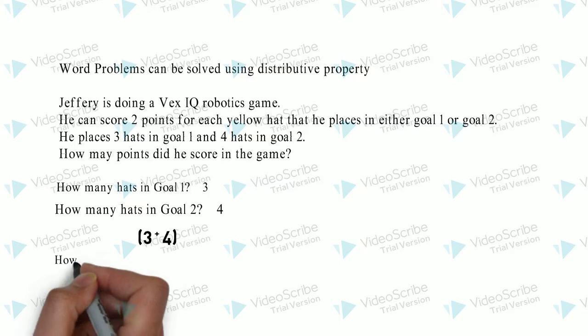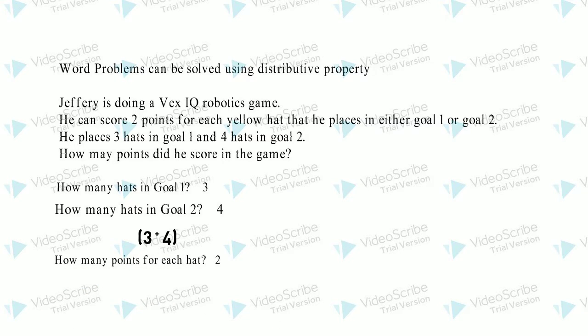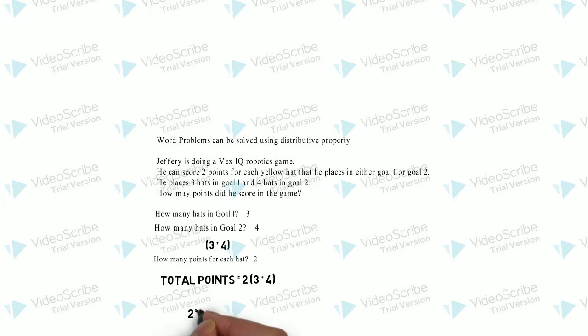Now let's get the last piece of information down: how many points for each hat? He can score 2 points for each hat. Now let's take the total number of points in this game. First do 2 times the quantity of 3 plus 4, because 3 plus 4 is the total, and each one is 2 points. Then you get 2 times 3 plus 2 times 4, and you simplify that to 6 plus 8, and you get 14 points total.